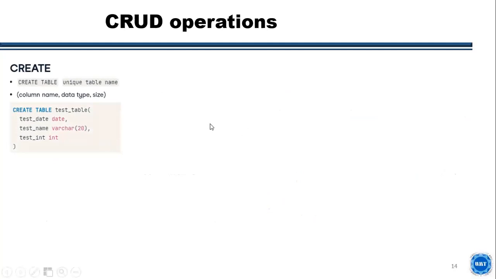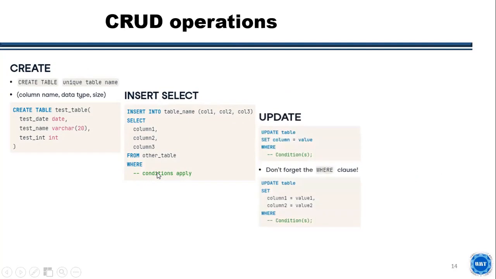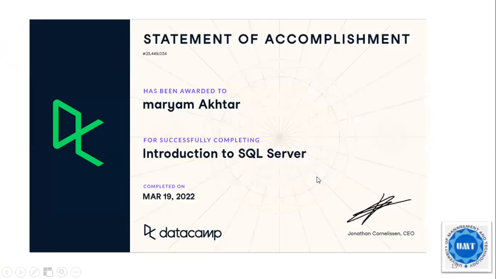Here is the example. If we want to create a table, we have to write the table name and then its columns, and then we have to write the column name, data type, and then its size. If you want to insert something into the table, then we will write insert into table, column 1, column 2, and column 3. Then we will select, and where is for the filter, or where the condition is actually applied. Update is used if we want to update something, and delete if we want to delete something.